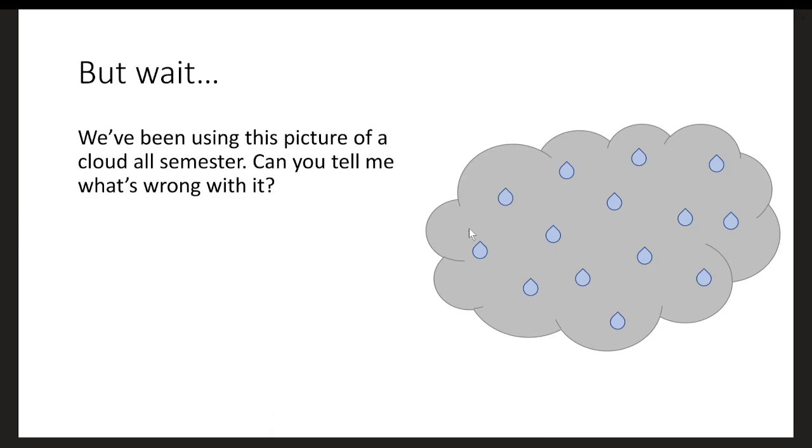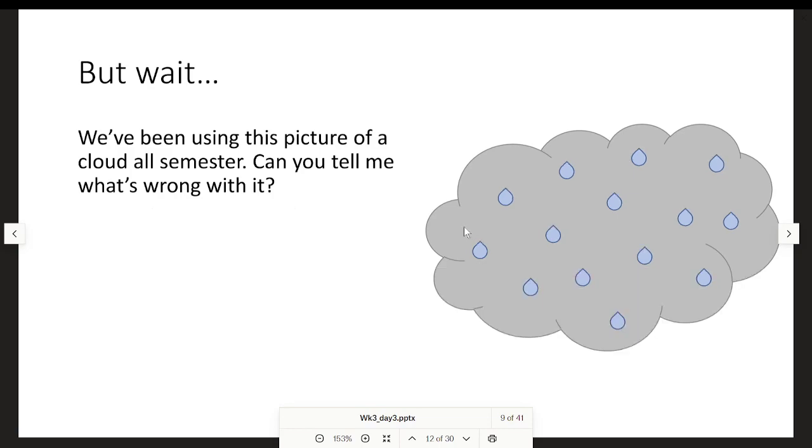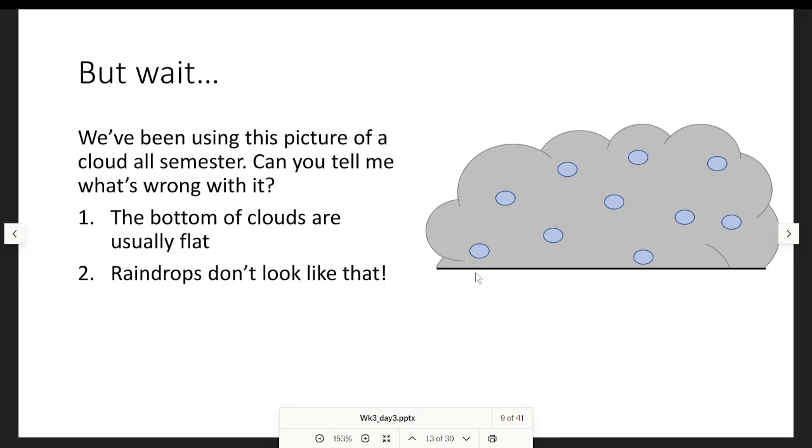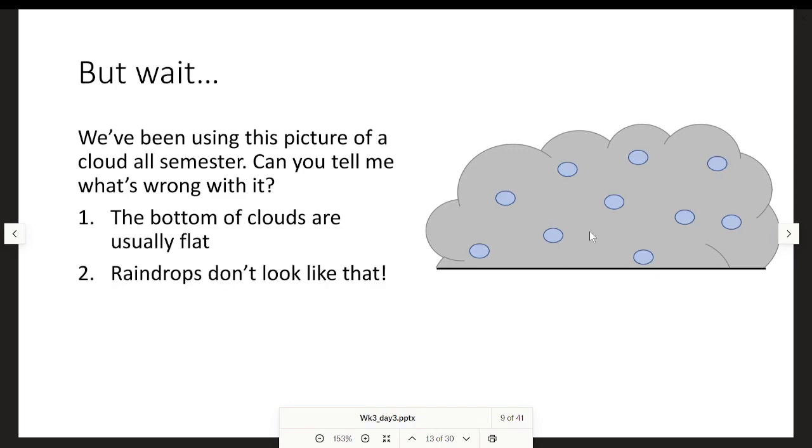There's no ice. Wait, okay, I was wrong. Okay, it's kind of funny. Okay, it's true, the bottoms of clouds are usually flat. True. And raindrops don't look like this. I mean, they do closer to the surface, but in the cloud, the cloud drops usually look like little Easter eggs.